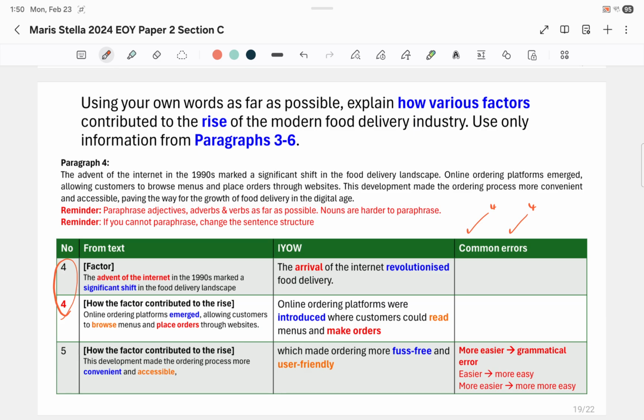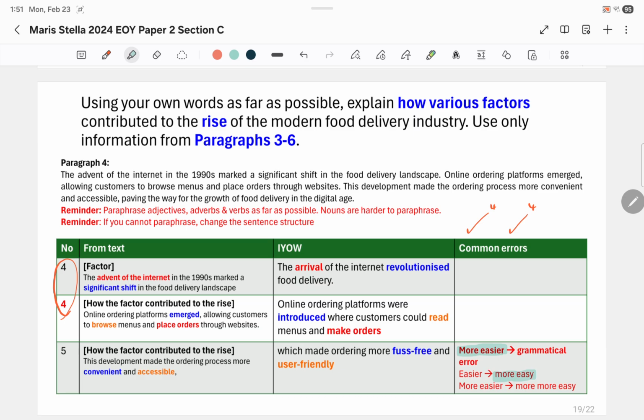one very striking grammatical error that I kept seeing in some of your summary is your tendency to use this: more easier. Okay, so it's wrong. Why? Because easier is already a comparative form of the word easy. So easier is already more easy. So if you use more easier, it's like more easy, you know, so it's grammatically inaccurate.